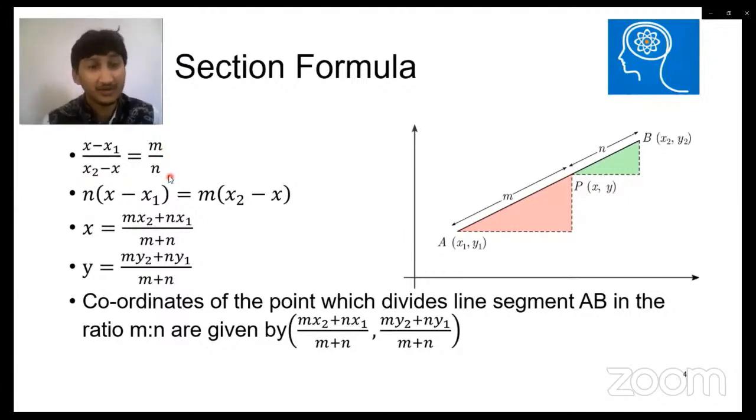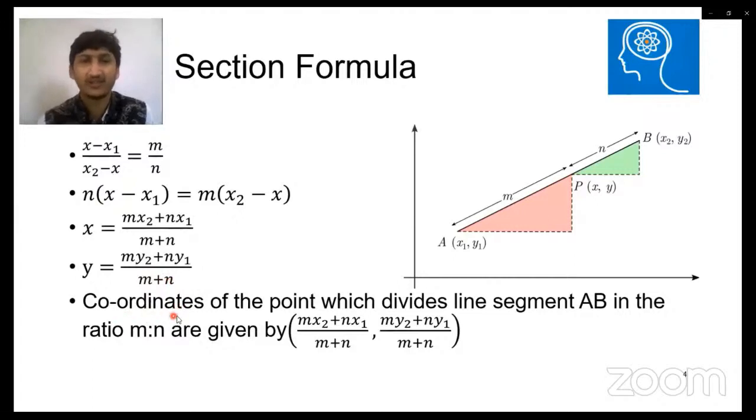Now याला आपण असं पण लिहू शकतो, that is n into x minus x1 is equal to m into x2 minus x. यालाच पुढे जर आपण सॉल्व्ह केलं तर आपल्याला x कोऑर्डिनेट मिळतो, that is x is equal to m x2 plus n x1 upon m plus n. ज्या पद्धतीने आपण x कोऑर्डिनेट काढला ऑफ द पॉइंट P, सिमिलर वे मध्ये आपण y कोऑर्डिनेट पण काढू शकतो of point P. So the y coordinate is equal to m y2 plus n y1 upon m plus n.